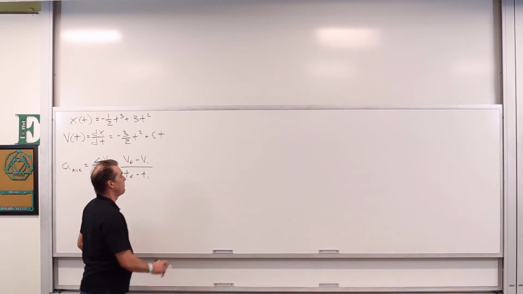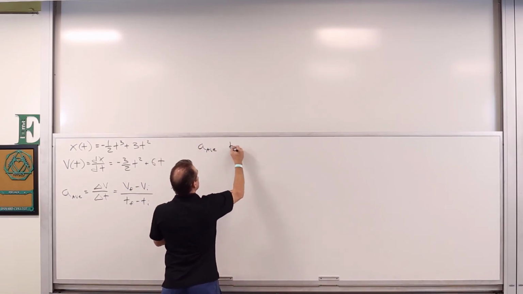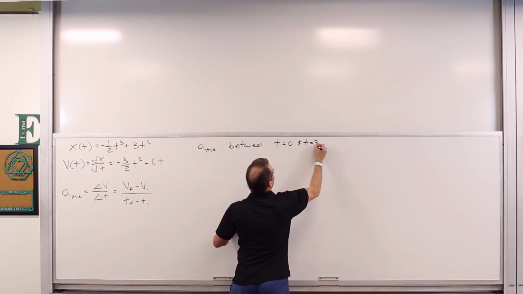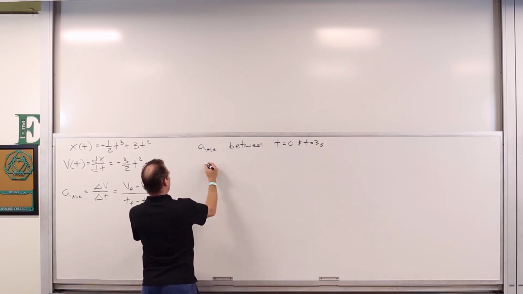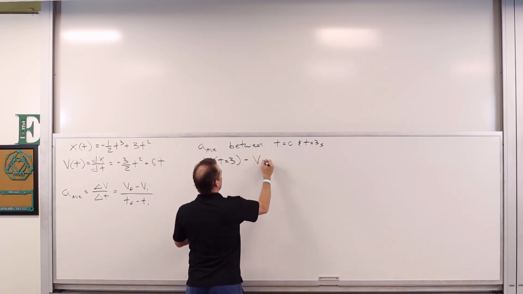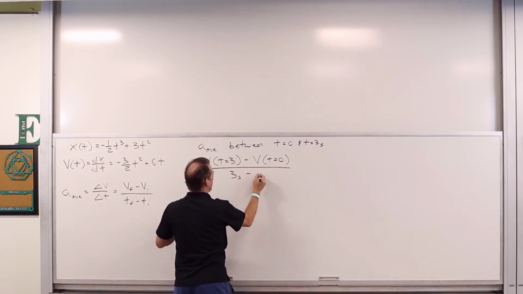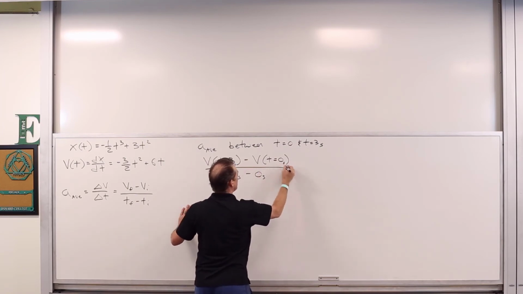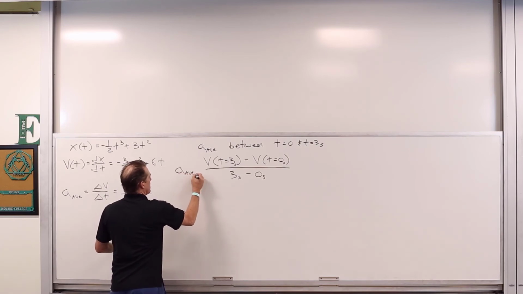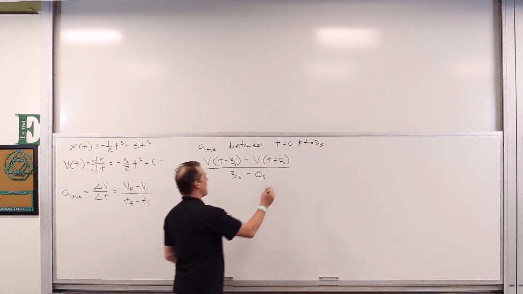So we want the average acceleration between t is equal to 0 and t is equal to 3 seconds. Well, what do we need? We need v of t equal to 3 minus v of t equal to 0, divided by 3 seconds minus 0 seconds. So there it is. This is going to be our A average there. We know the time interval, great. It's just a matter of getting the velocities here.